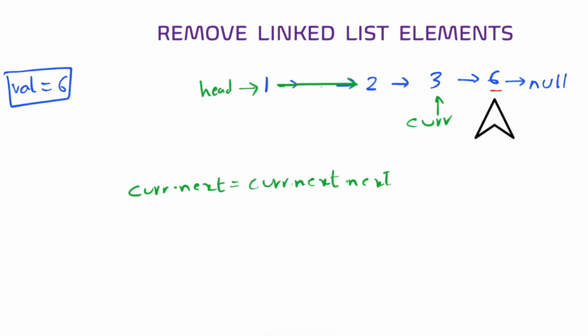Checking the value of the next node from the current node, we can see that the next node matches our input val 6, which means we need to delete this node. We will execute current.next equal to current.next.next, which means the node 3 will now point to the null, effectively deleting the node matching the value 6. At this point, we have finished iterating through the entire list and we can return the head of the list.